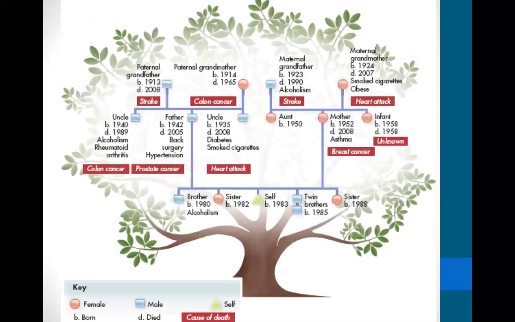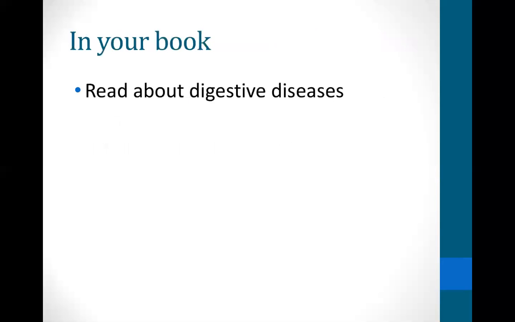This is an example of a family tree, and I do this project a lot in my classes where students actually look at their family history and their family history of disease and see who had what diseases and what they might be at risk for developing. And then they can make some recommendations on what kind of diet changes might help them reduce their risk of these chronic diseases.